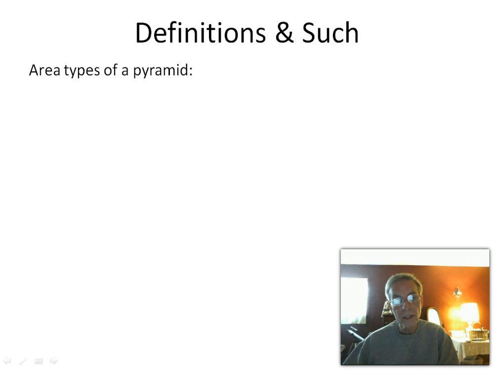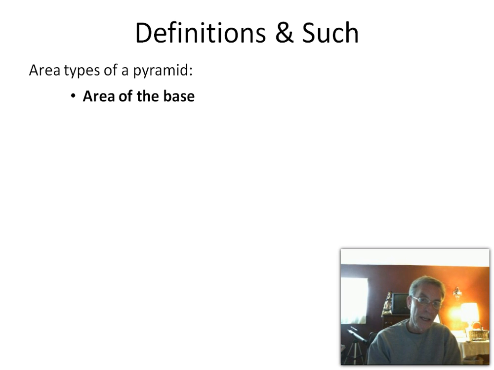So definitions and such. We've got the area types that you're going to find in a pyramid. The area of the base is the first one, and what your base is depends on what kind of process you need to go through to find the area. It could be a square, which is the simplest case most of the time, a hexagon, in which case you'd have to use the apothem, or a pentagon or whatever. Could be a triangle, but it will always be a polygon of some sort. But you need to be prepared to find the area in whichever way it goes.